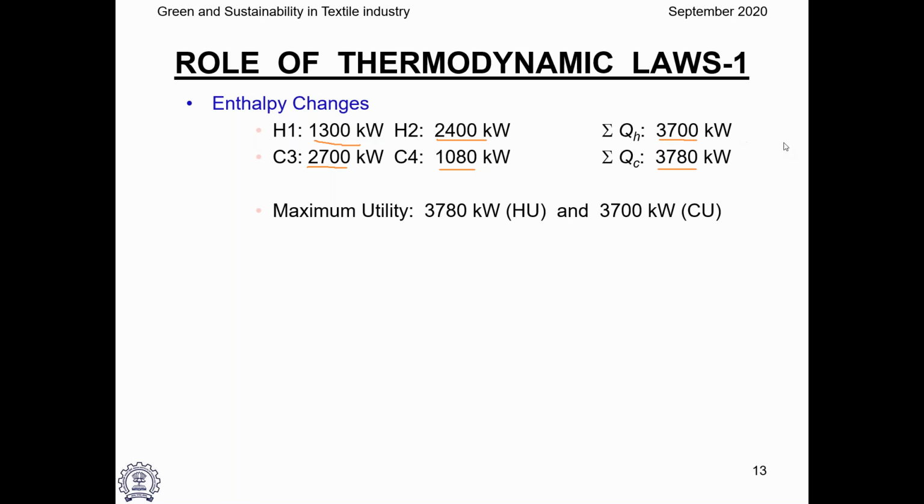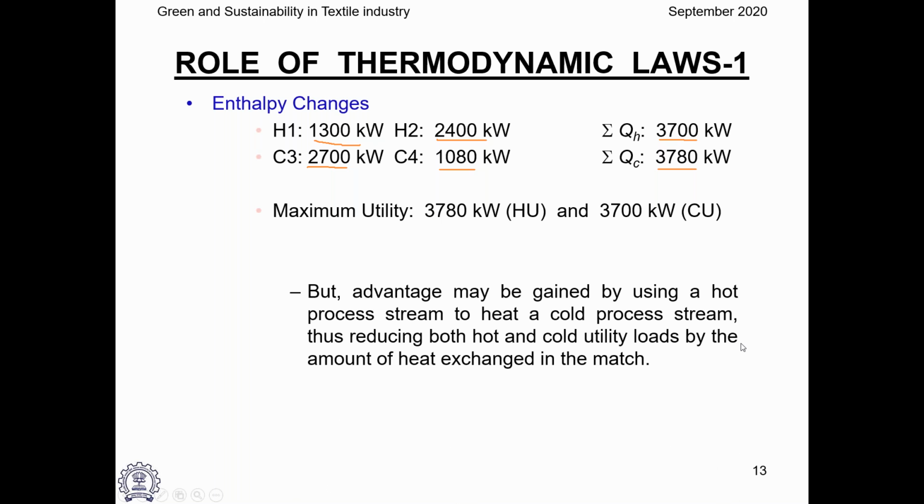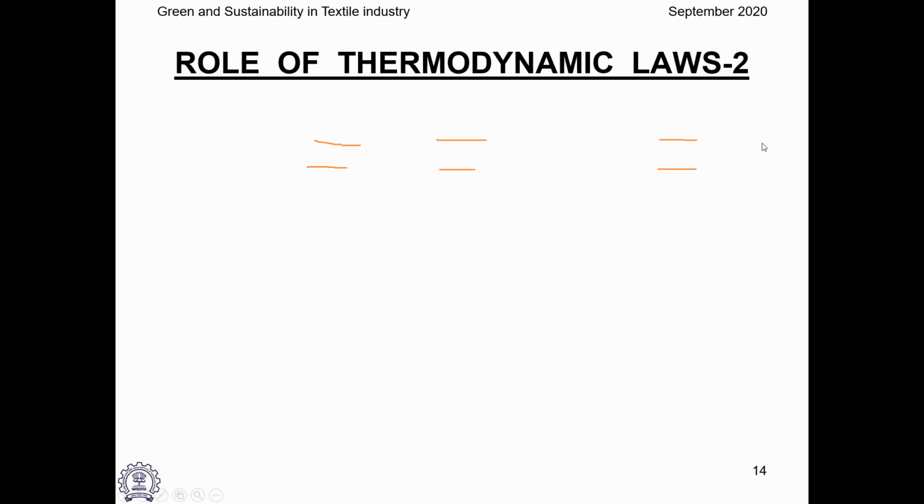Obviously that's not an acceptable solution because our present solution is much better than that, but this gives us a limit. Now the question is, can we take advantage of heat that is available at some hot streams and pass it through an exchanger or a network of heat exchangers? What can we do? That's what we are going to look at next.